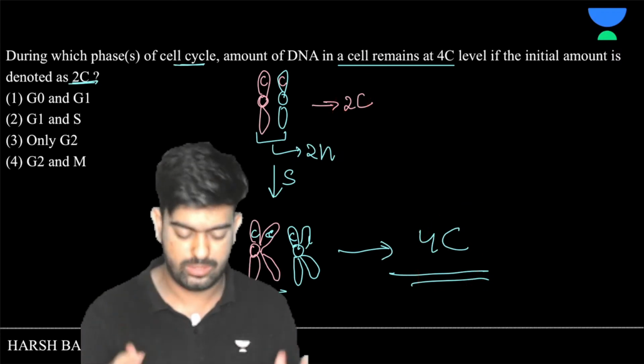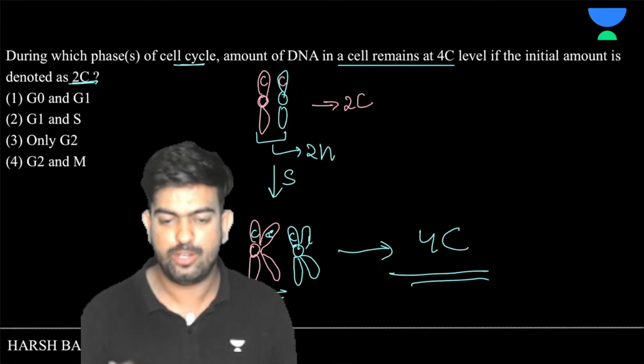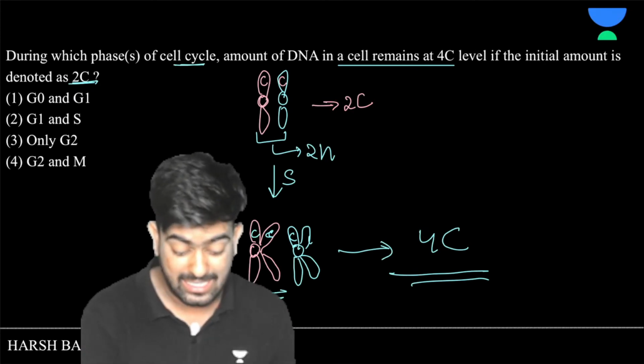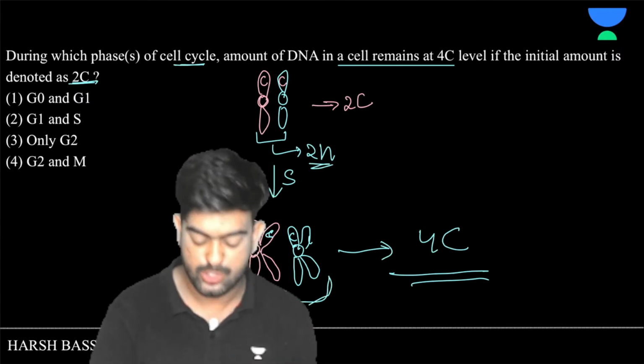Now let's get back to the question. So is it clear, Tanish? Did you understand the concept of 2C and 4C? But see here, if I talk about the 2N, it is 2N only. There is no change. Why, sir?